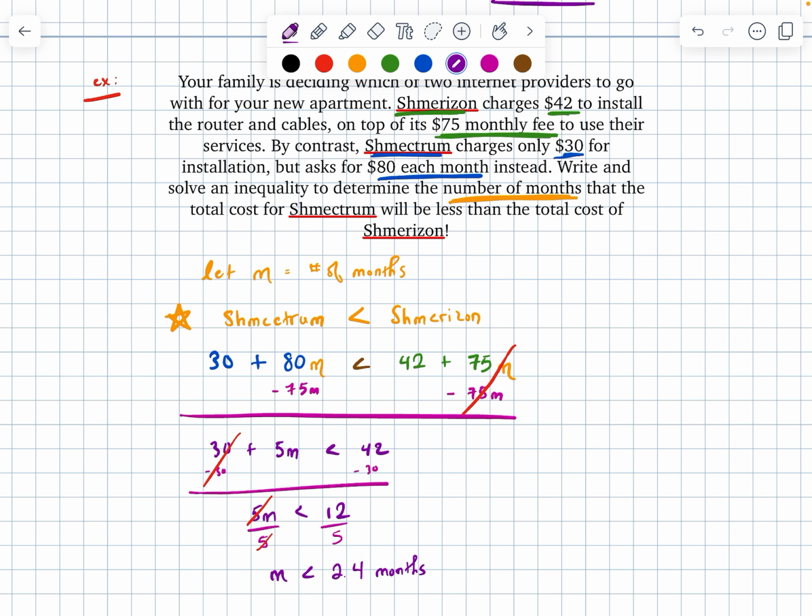So if I'm thinking logically, that means that the cost of Schmectrum is less after what are my possible options for months? Well, I can't be 2.4 months, but I could be less than. So if I'm subscribed for 0 months, if I'm subscribed for 1 month, or if I'm subscribed for 2 months, then I'm good. But as soon as I hit that 3-month mark, I know I'm over that 2.4. I know that I've exceeded my limit.